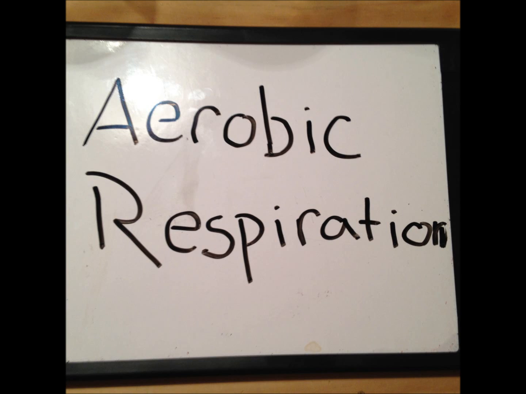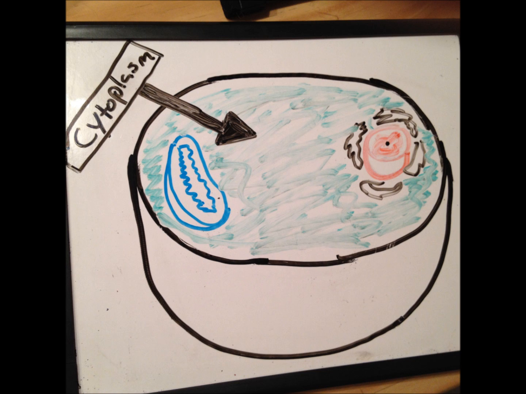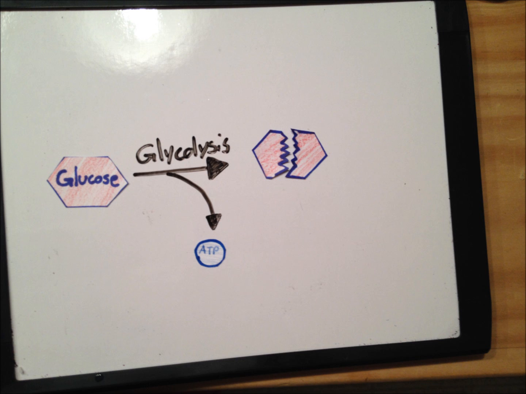Aerobic respiration. Glycolysis is a series of chemical reactions in the cytoplasm of a cell which essentially splits glucose in two. In the process, a small amount of energy is released and captured in ATP. For many organisms, glycolysis is just the first step of three. First comes glycolysis, then the Krebs cycle, and then the electron transport chain. Altogether, this is called cellular respiration.